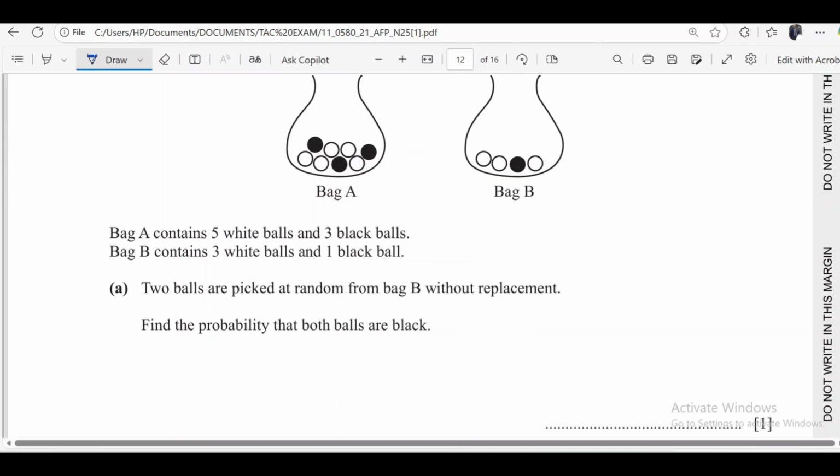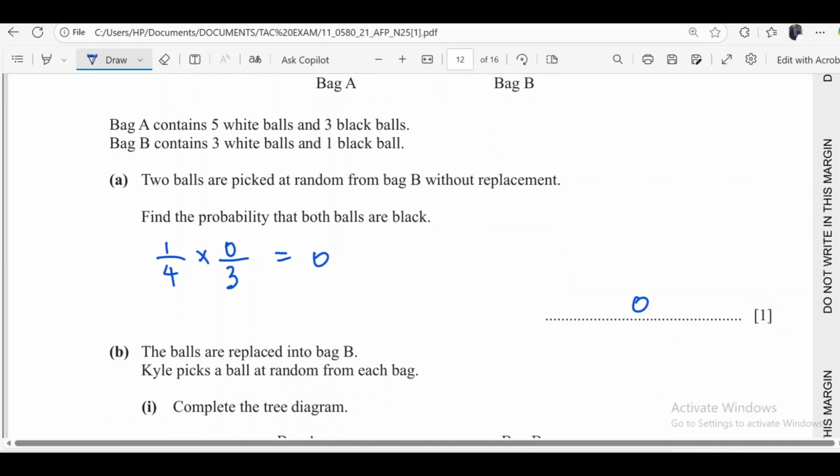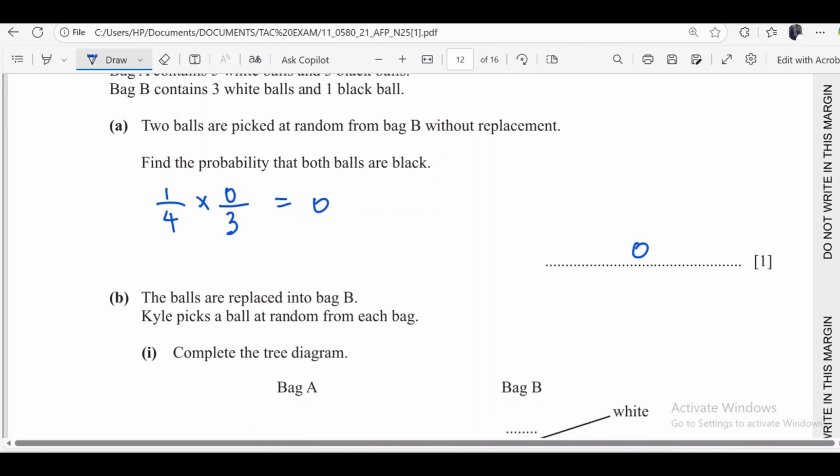Okay, so 2 balls picked at random. If the first ball is black, there is only 1 black ball out of the 4 balls, and the second, without replacement, no black is left, but we have 3 balls. So this is going to be 0. Okay, so we have 0 here. The next part: the balls are replaced into the bag. Kel picks a ball at random from each bag.